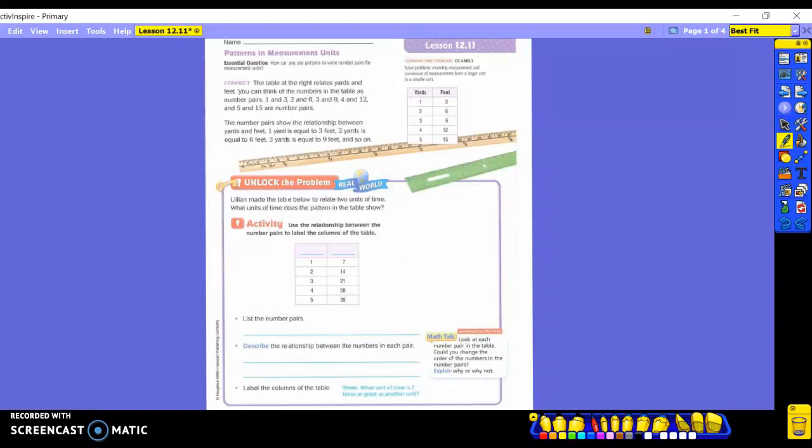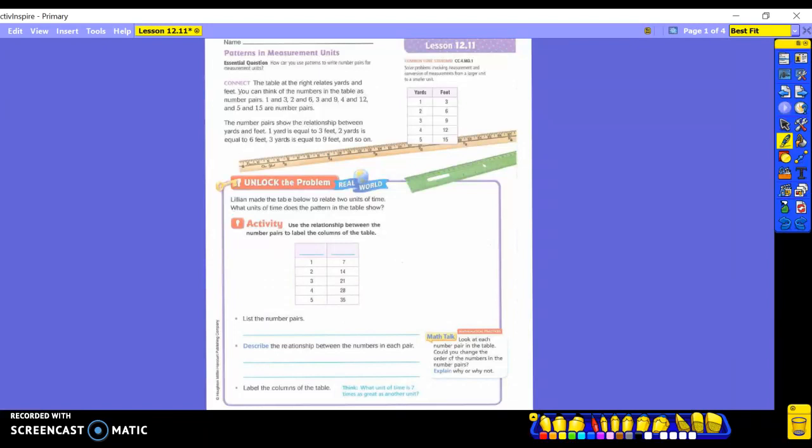Today we're going to discuss some patterns and measurement units. We're going to find out how to use them to write number pairs for measurement units. Looking at the top, it says the table at the right relates yards and feet. You can think of the numbers in the table as number pairs. 1 and 3, 2 and 6, 3 and 9, 4 and 12, and 5 and 15. They are number pairs. The number pairs show the relationship between yards and feet.